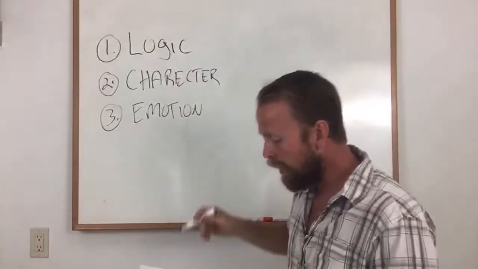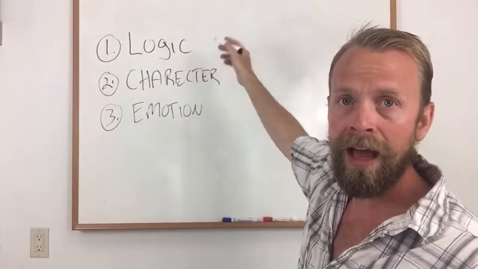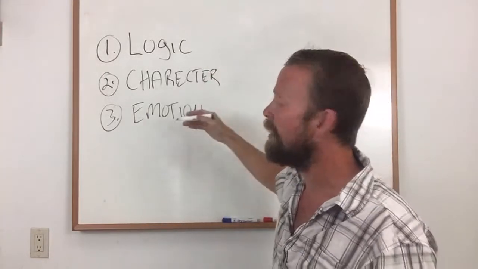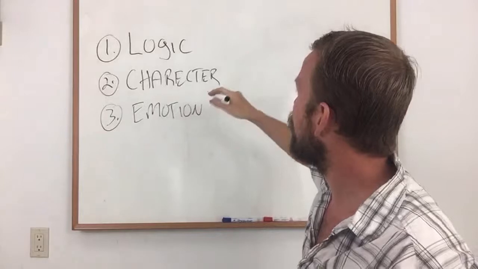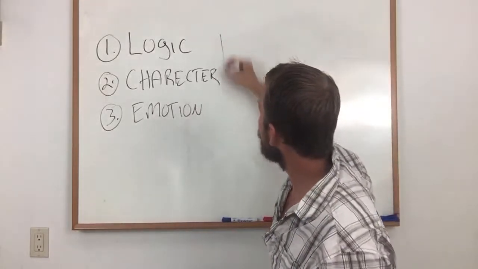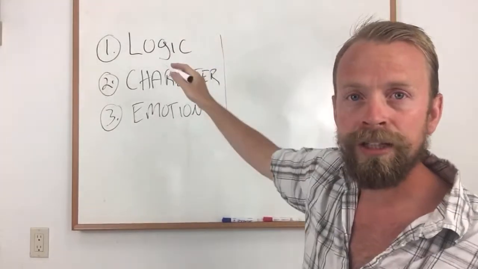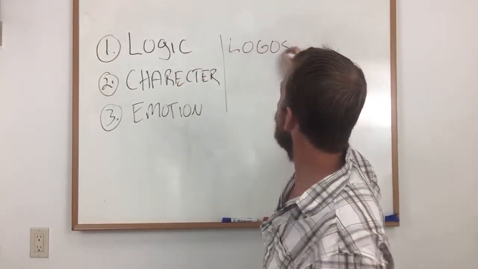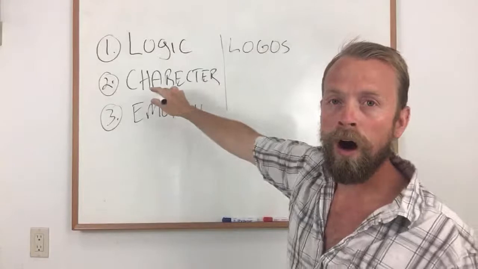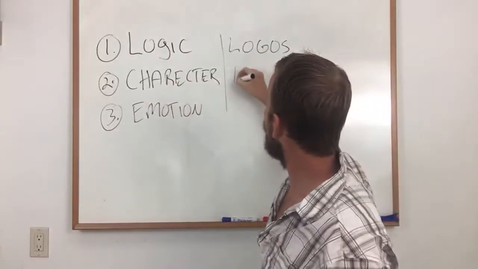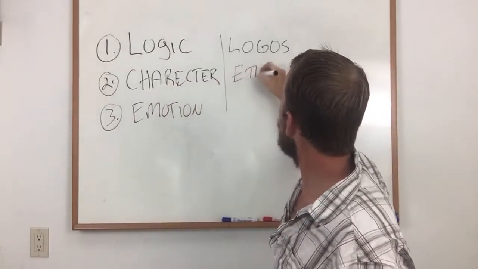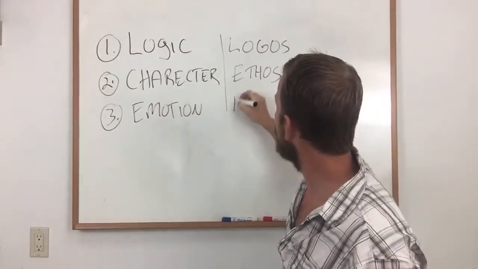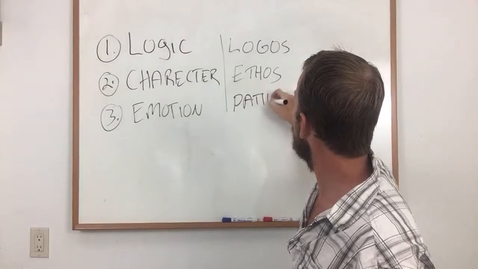And so, Aristotle had special Greek words for each one of these, and they are much richer and have a lot more meaning than what we have right here. So we're going to write these down. The argument of logic that Aristotle had, he called logos. The argument of character, he called ethos. And the argument of emotion, he called pathos.